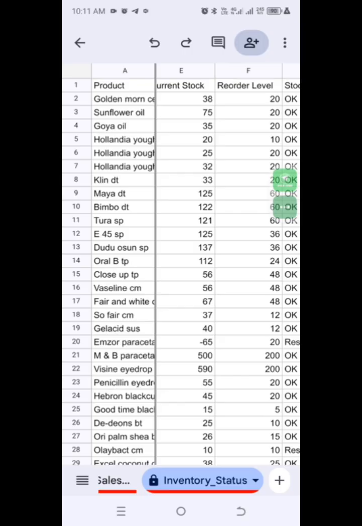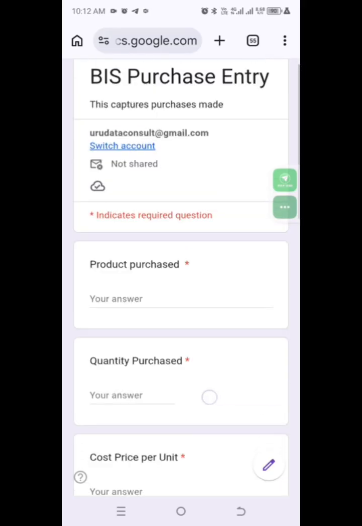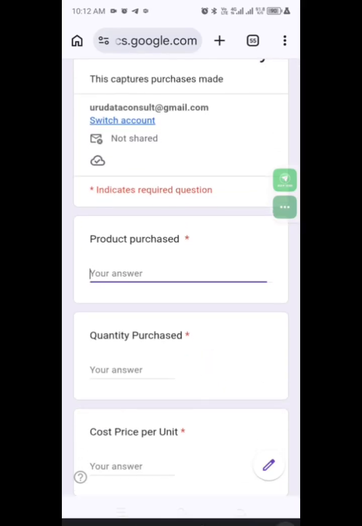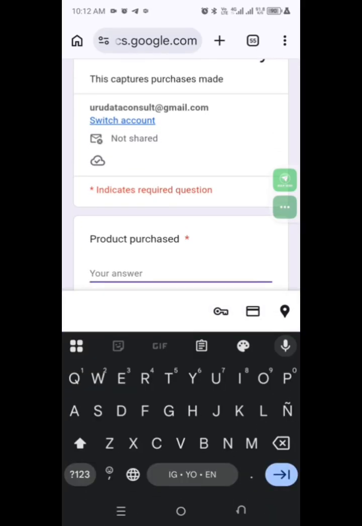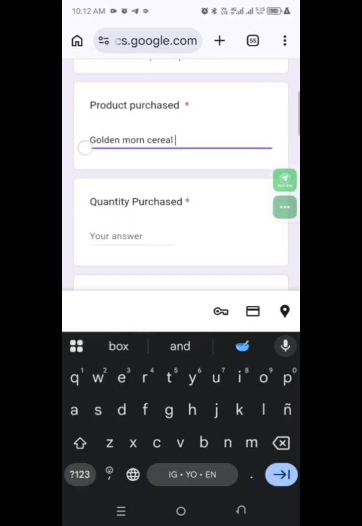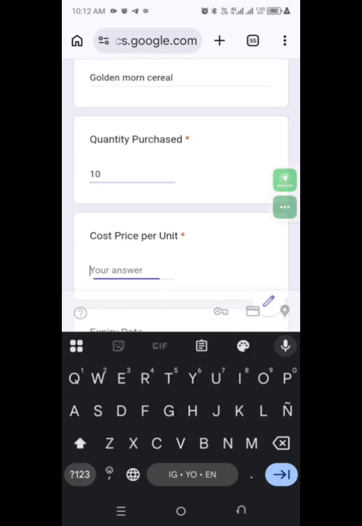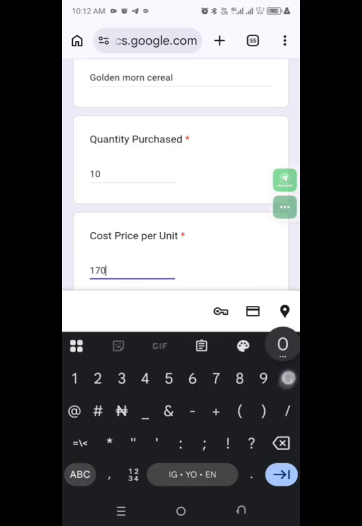So now let's see the purchase. Let's make a purchase. So here is your purchase form. So we want to purchase. Remember, our current stock of golden mon is 38. We want to make a purchase of more golden mon cereal. And let's say we want to purchase 10 this time around at a cost price of 1,700.